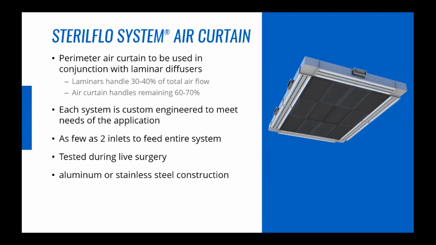Now in this illustration, we show multiple inlets, but you can receive as few as 2 inlets to feed the entire system. The plenum structure is linked on all 4 sides. These corner plenums connect each side so you can actually tap in from one end and the opposite end, and the air will flow uniformly around all 4 sides through the diffusers. It's also available in aluminum or stainless steel construction.